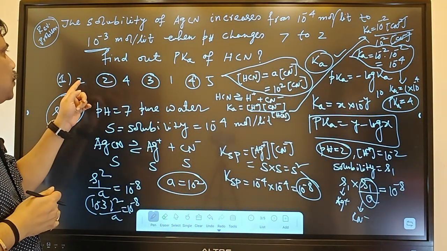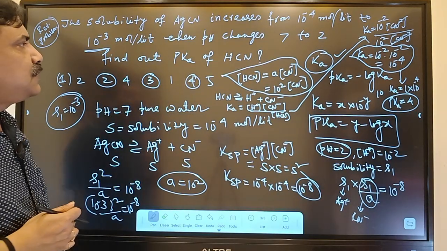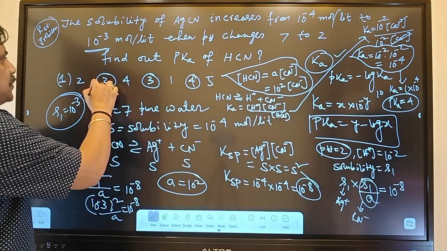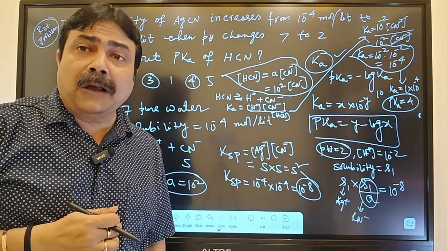So you look at the options that were there. The first option was 2, the second option was 4, the third option was 1, the fourth option was 5. So the second option is matching, because they are asking for the pK of HCN in the problem.